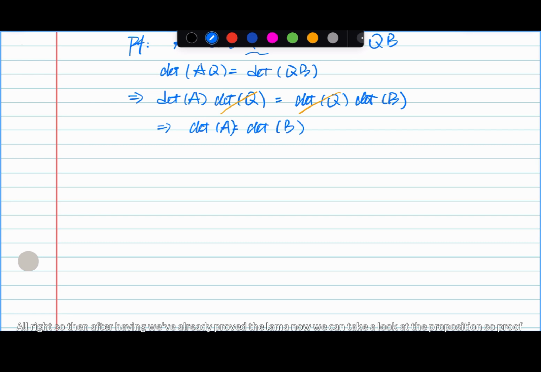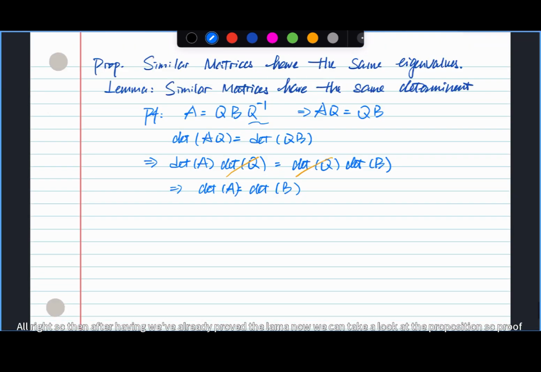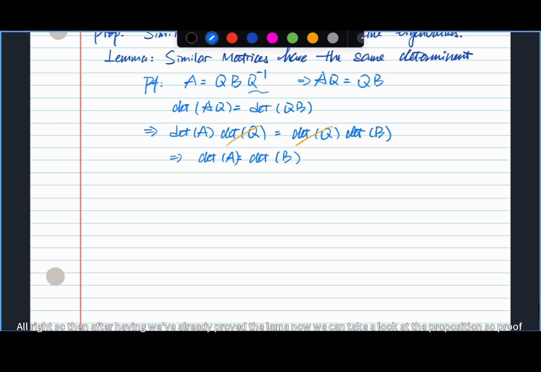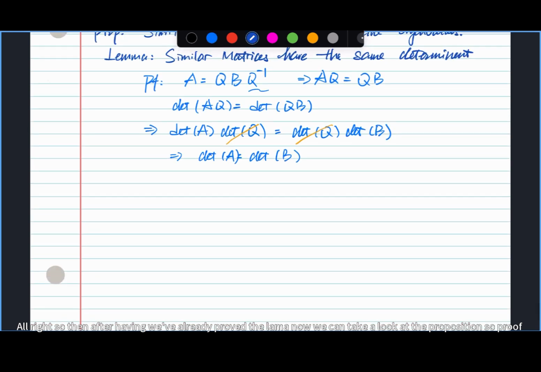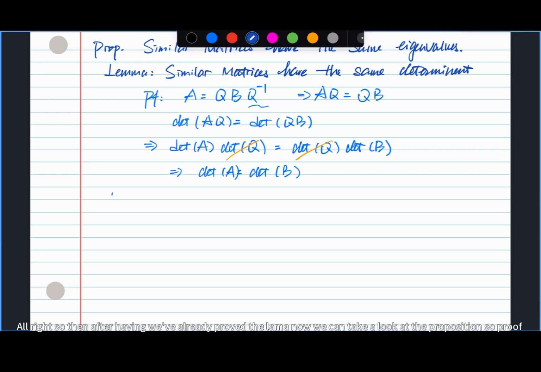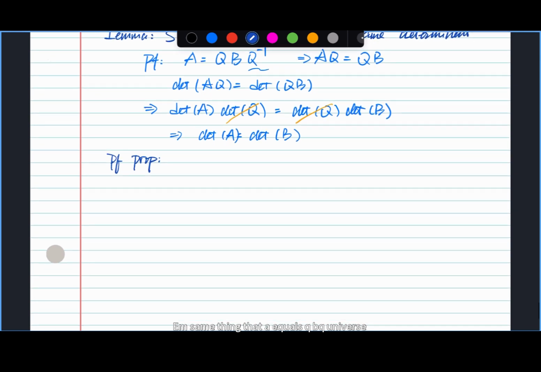Alright, so after we've already proved the lemma, now we can take a look at the proposition. Proof of the proposition: same thing. Let A equal Q B Q inverse.